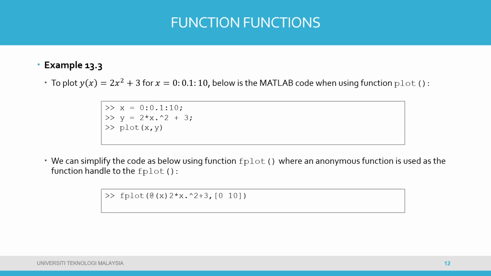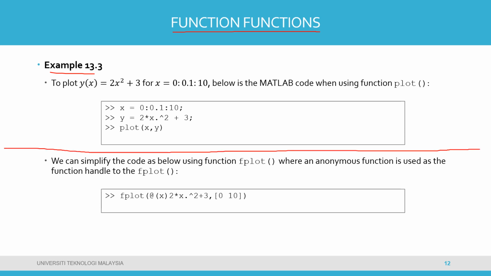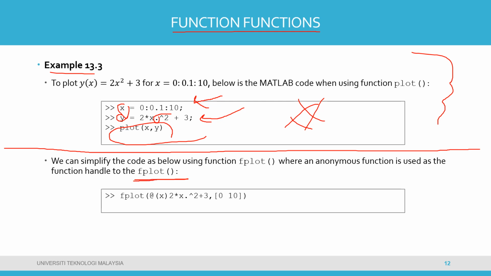So we move on to the next example 3.3, which is the functions. You can see here, this is the standard way you do this. Remember you have to create an interval and then you create a function. You use the array operation, which has a dot, and you plot it, plotting the x value and y value. This is the standard way you have done it before. But if you want to use a function, you can use fplot. Try to Google it and learn how to use fplot.